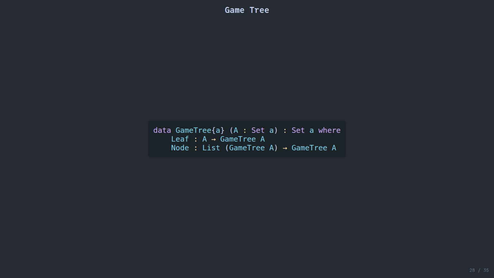Now that we have our lattices in hand, let us go and build our game tree. Here is a simple definition in Agda. It is parameterized over a type A. The tree has two constructors, a leaf, which holds a value of type A, and a node, which holds a list of subtrees. This is the basic structure from which all game trees are built. Leaves represent terminal positions. Nodes represent positions where a player must choose from a list of possible moves. On the screen, you see the Agda definition.